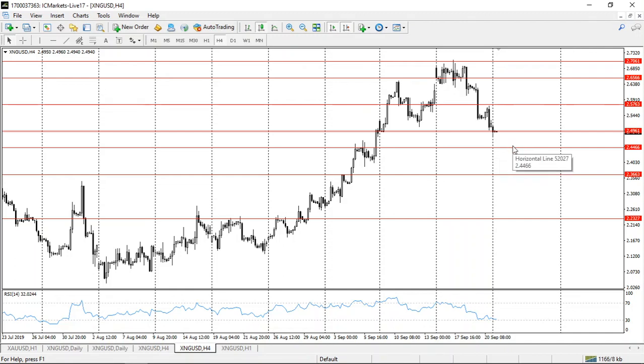The 200, like we said, the H4 200 EMA lies around the handle as well, and the daily support handle is also around that 2.4125. So we'll be looking with particular interest to see what price does here. Possible break lower, couple of pending orders here before rallying north.